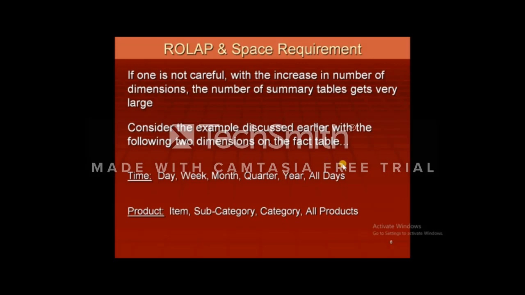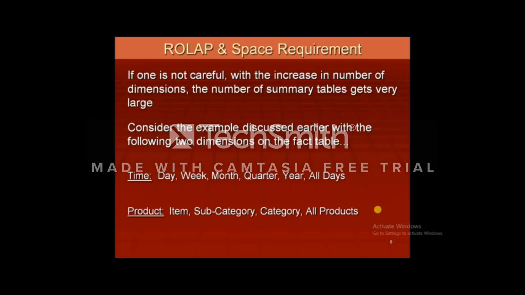Similarly, we can say from the start of our business. Similarly, the product dimension has a first hierarchy which is item. Item comes inside a subcategory. Subcategory comes inside a category, and category comes inside all the products. So all the products means all the products that we offer.